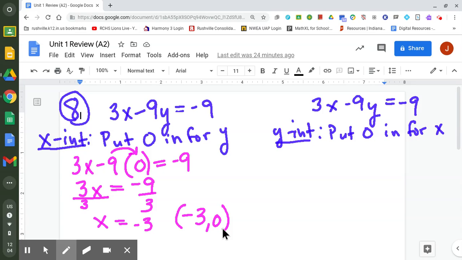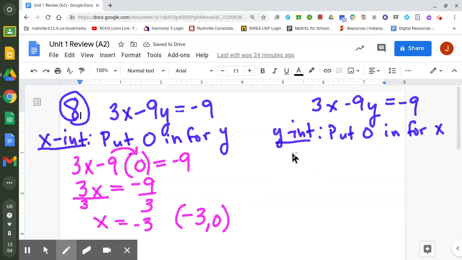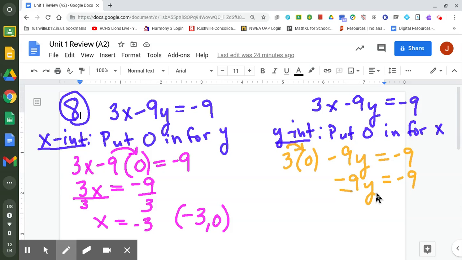And then when we try to find the y-intercept, we can do the same thing we just did, except we're going to put 0 in for x. So 3 times 0 minus 9y equals -9. And then 3 times the 0 is 0, so I don't really have to rewrite that. -9y equals -9. Divide by -9, divide by -9. So y equals +1. So that in an ordered pair is (0, 1).